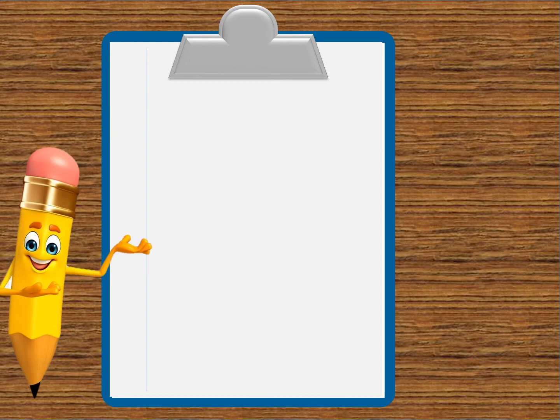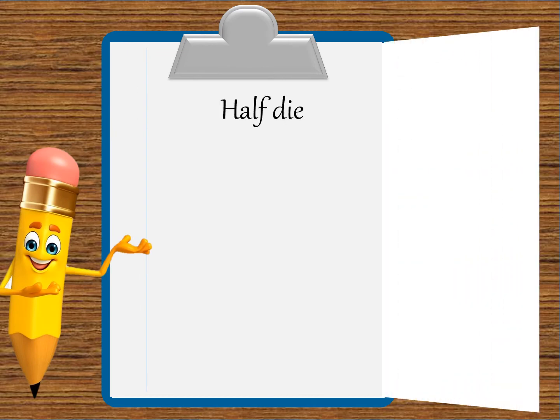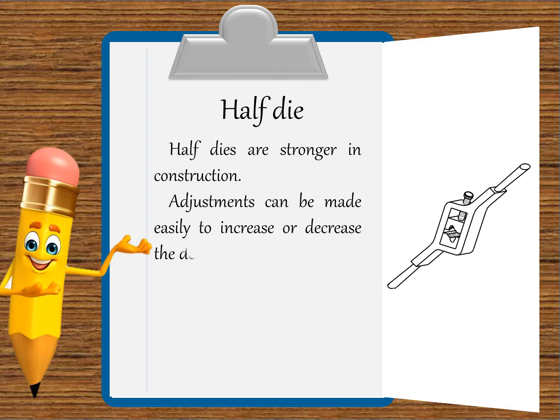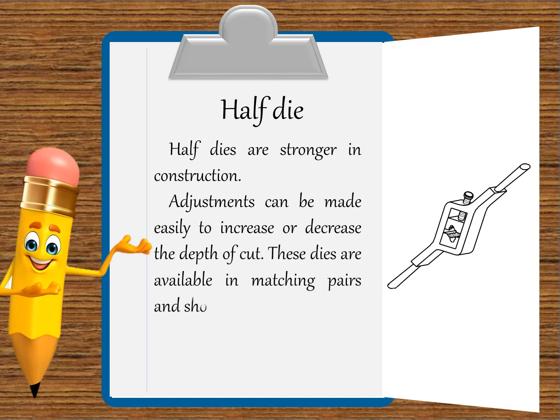The next type is half die. Half dies are stronger in construction. Adjustments can be made easily to increase or decrease the depth of cut. These dies are available in matching pairs and should be used together. They need a special die holder.